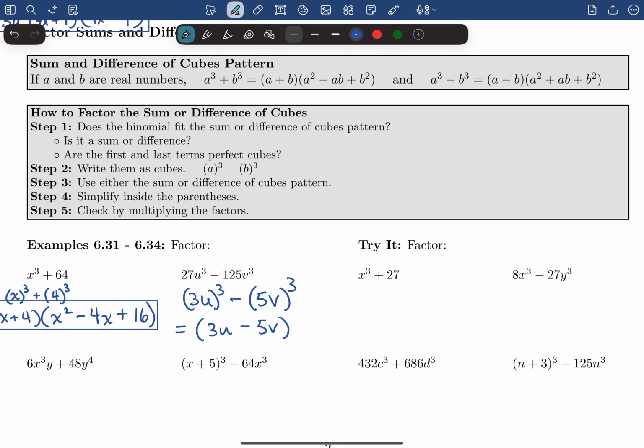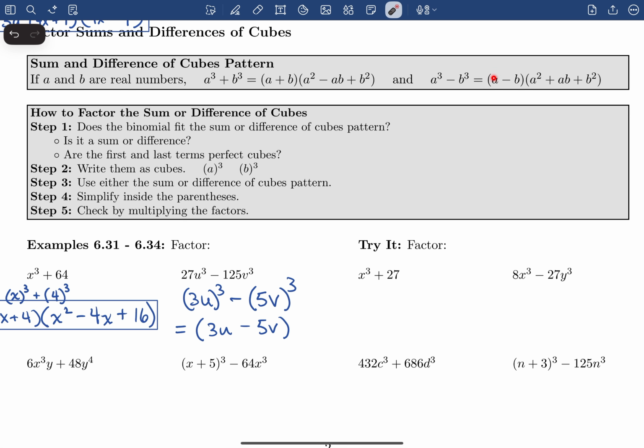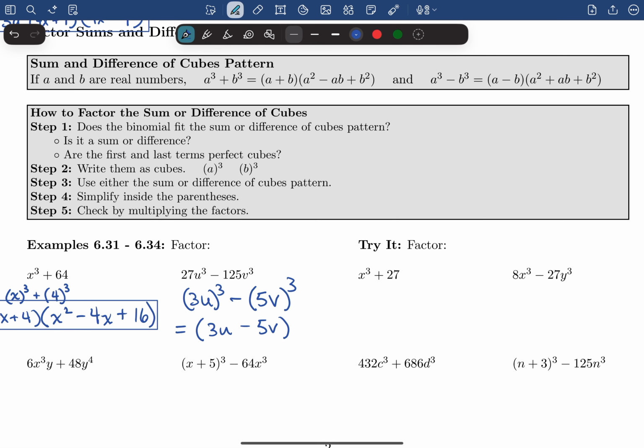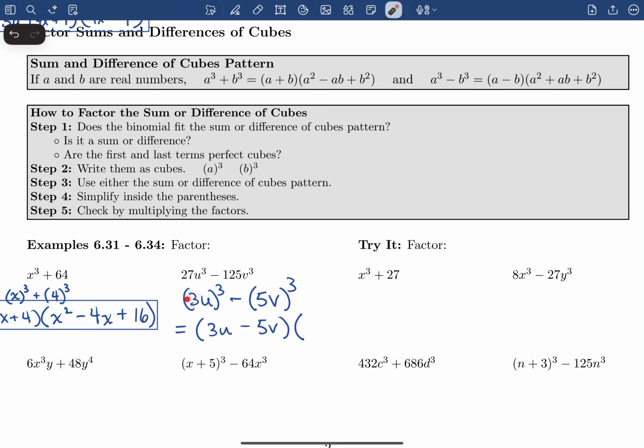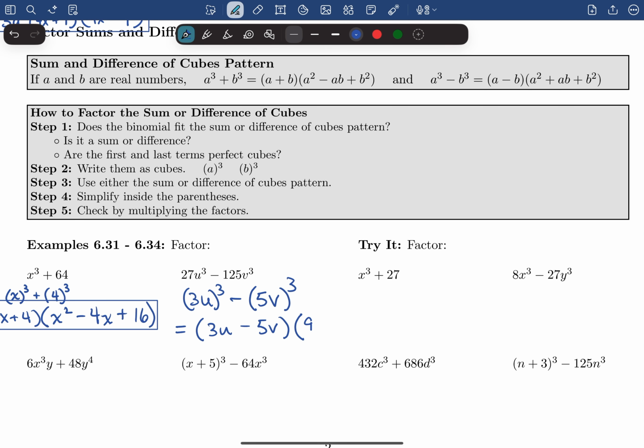Well, what I'm going to do is take 3u and subtract 5v. Okay, and so that's the binomial that results here. That's the a minus b, 3u minus 5v. And now I multiply by a squared. Well, 3u, I'm going to square that, and that gives me 9u squared. Because 3 squared is 9, u squared is u squared.